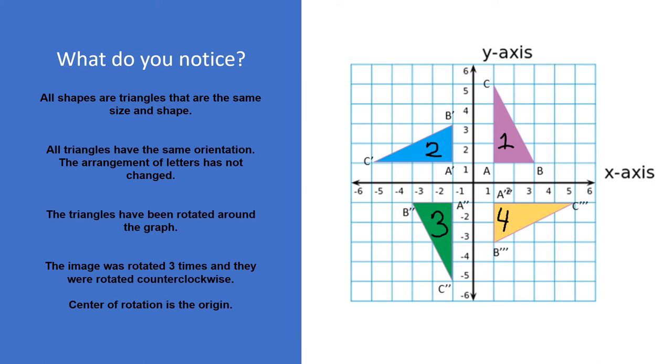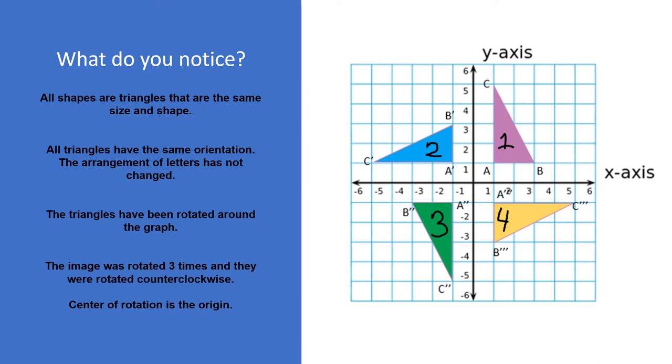The triangles have been rotated around the graph. You may have noticed the image was actually rotated three times, and they were rotated counterclockwise. In this case, the center of rotation is the origin.